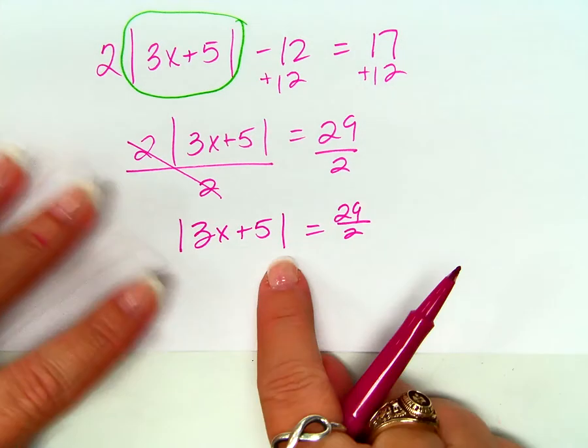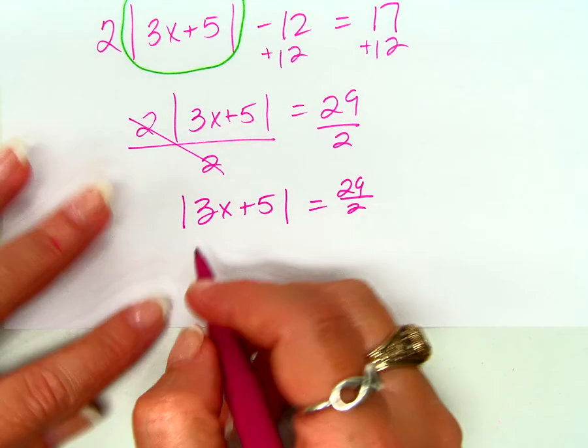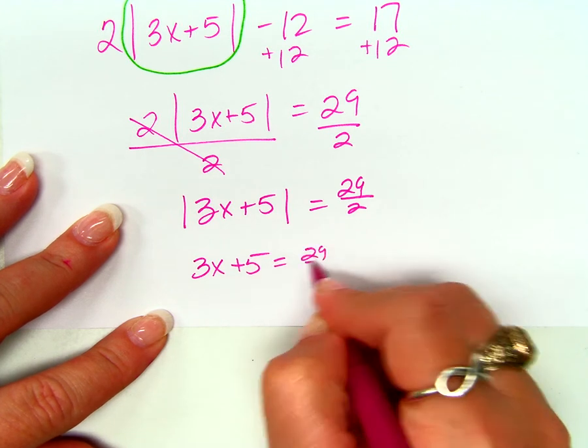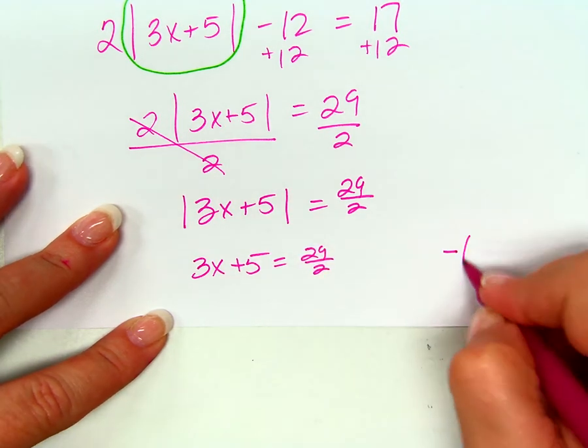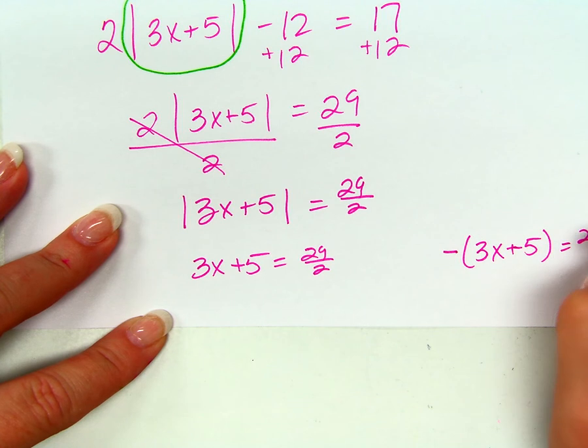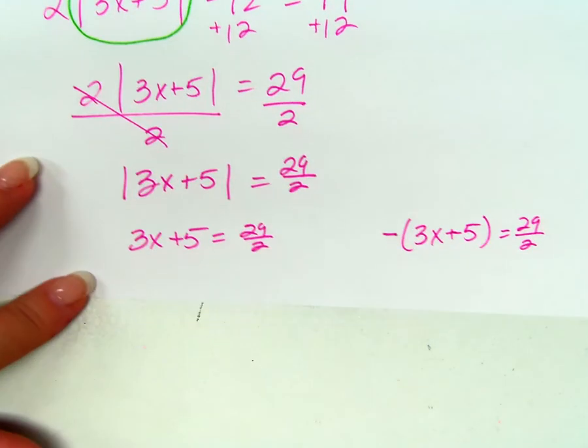But from this point in time, then I would go to my 2 separate equations. I have the positive value of what's inside, and I have the negative value of what's inside. Okay?